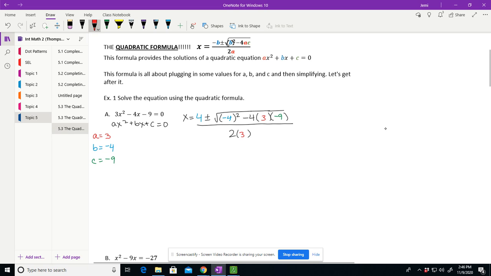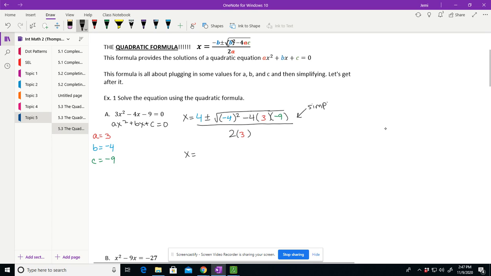Now this big fraction bar here, fraction bars work as grouping symbols. So it groups the top all together and it groups the bottom all together. So when I'm simplifying, I'm going to simplify the top and simplify the bottom, but I'm not going to simplify the fraction until the very, very end. Okay, so I start working to simplify. When I start simplifying this, I'm going to go through and use my order of operations.